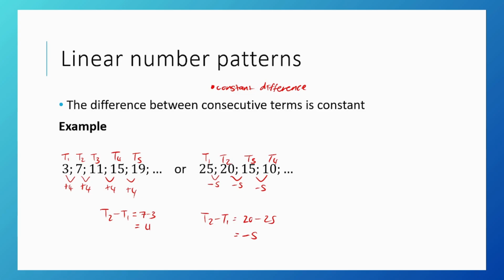For it to be constant, though, you need to check more than just one. You can't just see, okay, from term 1 to term 2, we're adding 4, so that's our pattern. You need to check. There's a reason we give you more information. Unless, of course, we tell you it's a linear number pattern, then you can assume whatever that difference is between the first two terms needs to continue.